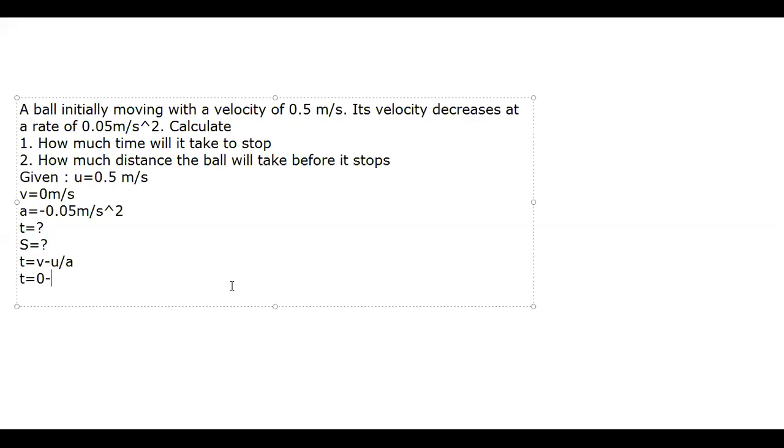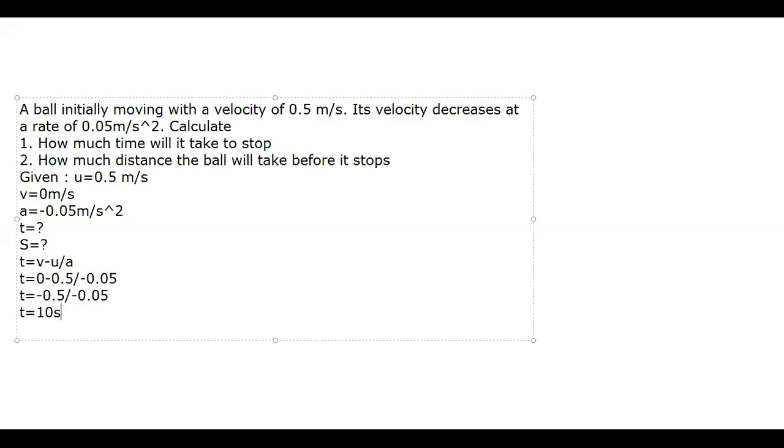So 0 minus U. What is the initial velocity? The initial velocity is 0.5, divided by acceleration. Now how much is the acceleration? Understand, it is not 0.05, otherwise your answer will come minus 10. It is minus 0.05. So T is equal to minus 0.5 divided by minus 0.05. If you solve this, you'll find your answer is coming 10.